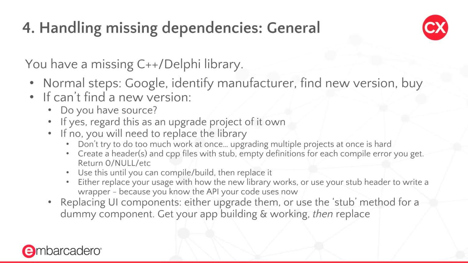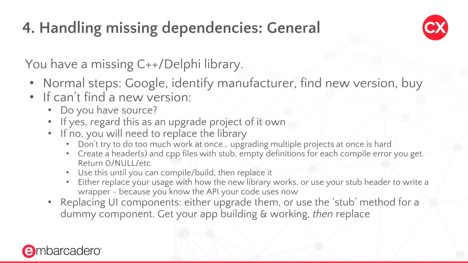Or another approach is that because you wrote a stub header and it was enough, it had all the methods that you use and all the type definitions that you use and so forth, it was enough to compile, then you could use that to write a wrapper, because that means that you know the API your code uses now.